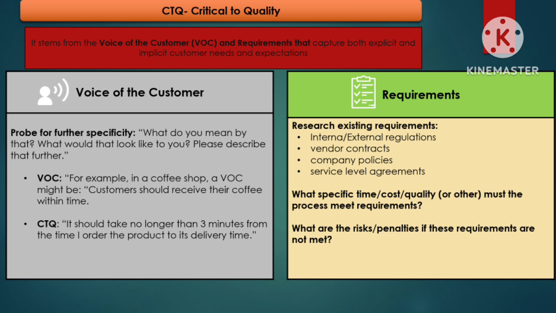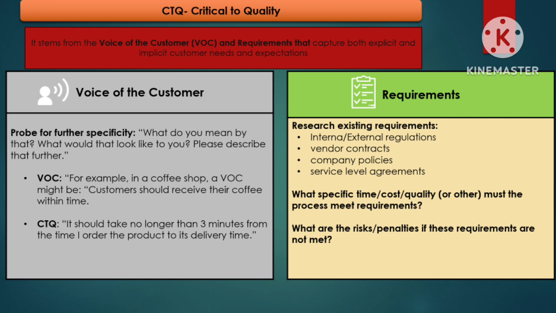Another way of CTQ gathering is the requirements of the processes. Sometimes you will have internal or external regulations. Based on that, your critical to quality can come in. You have contracts, policies, service level agreements with your customers, with your vendors, clients, right? Accordingly, that will drive your CTQ. So CTQ goes into very specific drivers which can help to deliver the best service or best satisfaction to the customer.